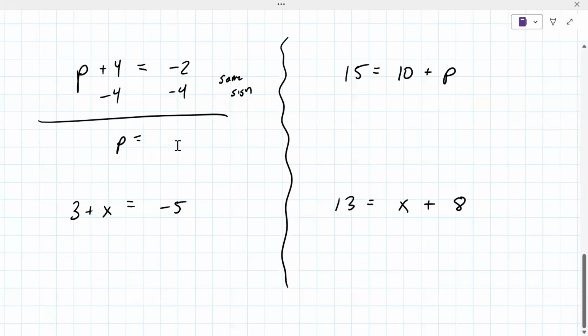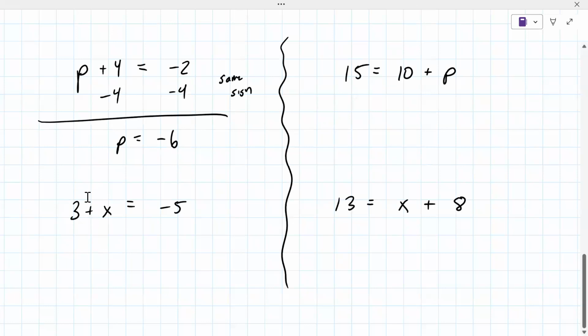P equals -6. That is correct. How do you solve the other one? So I subtracted 5 on each side. Okay, but you have to look at the side with the variable. Where's the variable? Oh, 3, next to the 3.